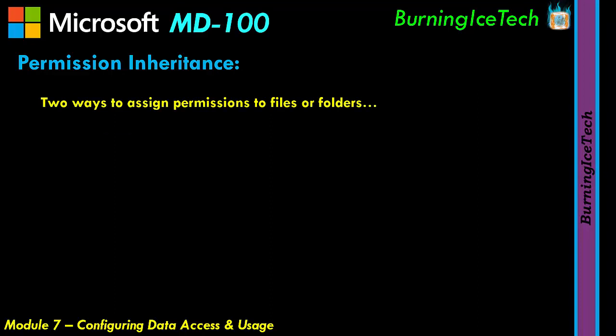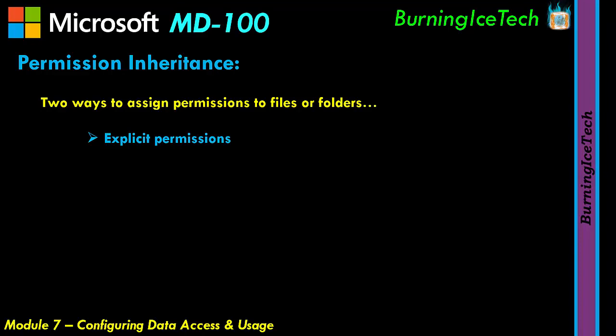One way would be explicit permissions, which is the exact opposite of inheritance. Explicit permissions is when you or a user has to go directly to a file or a folder and configure permissions on it. That file or folder will not get permissions from anywhere else. The only way you can change permissions on it will be to directly go to it and directly change the permission on that file or that folder.